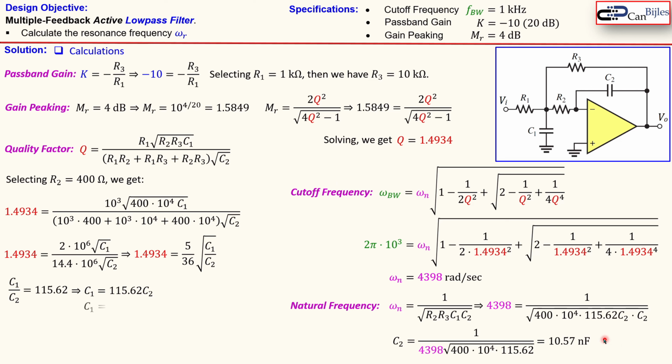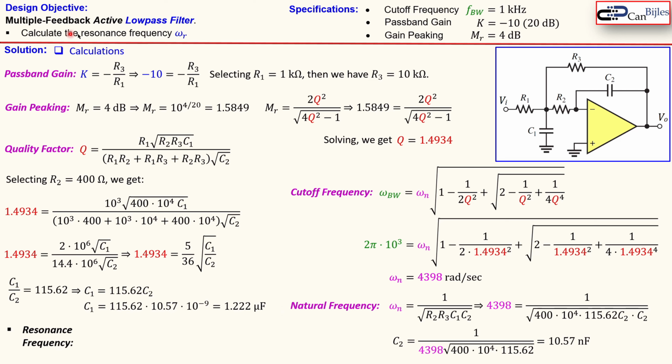We can move on and calculate the C1 using this formula. Now substitute here this 10.57 nanofarad will result in 1.222 microfarad. So we also have the C1. Now we have all 5 components in our circuit.